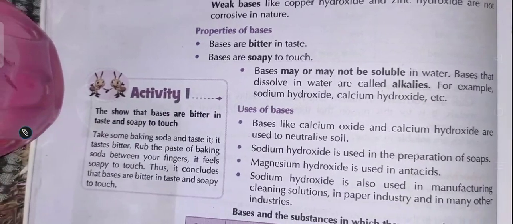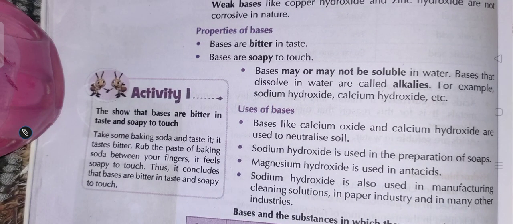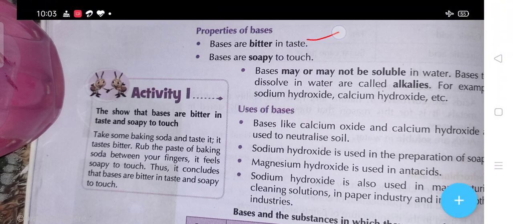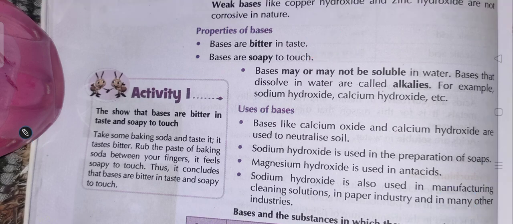Now some properties of bases. Bases are bitter in taste. If you taste bases, that is bitter, and if you touch them, they feel soapy like soap. Bases may or may not be soluble in water. Bases that dissolve in water are called alkalis. For example, sodium hydroxide and calcium hydroxide are what? Alkalis.